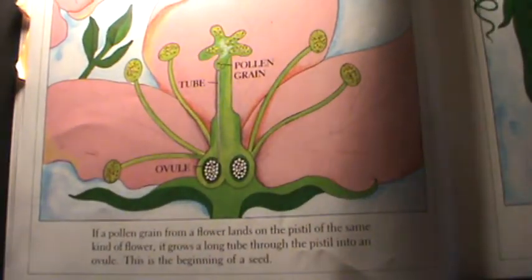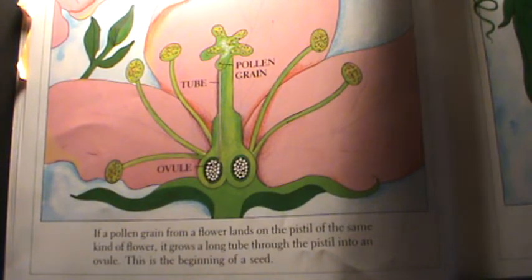If a pollen grain from a flower lands on the pistil of the same flower, it grows a long tube through the pistil into an ovule. This is the beginning of a seed. So what were all the different ways that plants can be pollinated?